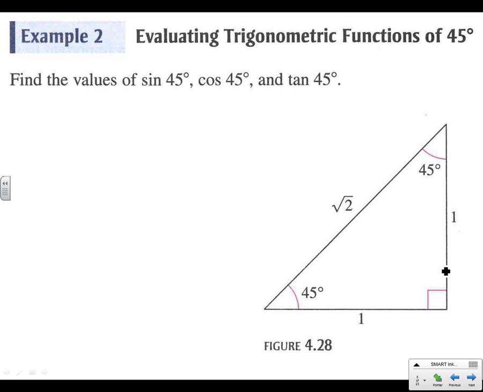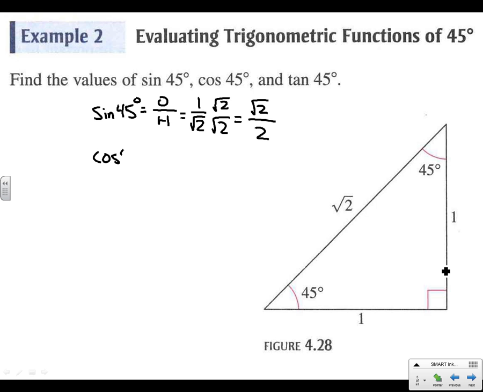We can find the sine of 45, which will be the opposite over hypotenuse. The opposite side is 1. The hypotenuse is √2. And that would be our answer if we could leave radicals in the denominator, which we are not allowed to. So we'll multiply top and bottom by √2 and get √2 over 2.